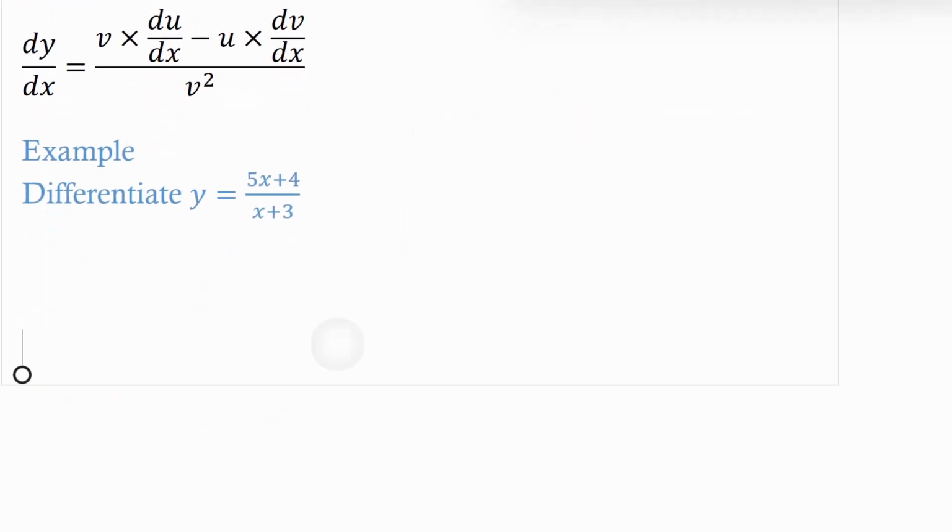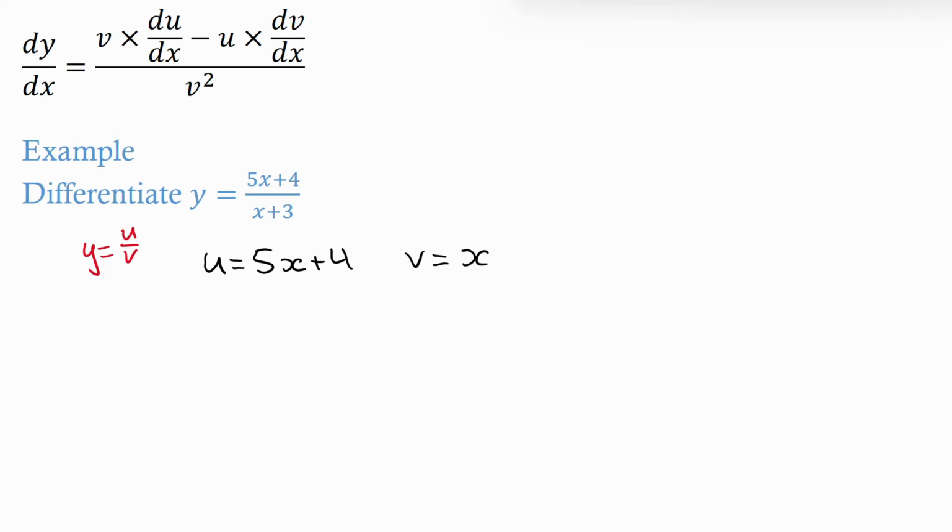So we're going to do an example here. The first thing we're going to do is write y equals u over v. So my u is going to equal 5x plus 4 and v equals x plus 3. We then can differentiate it. So du over dx equals 5 and dv over dx equals 1.